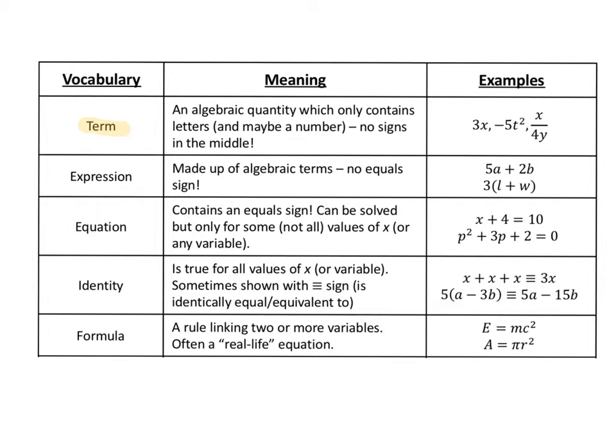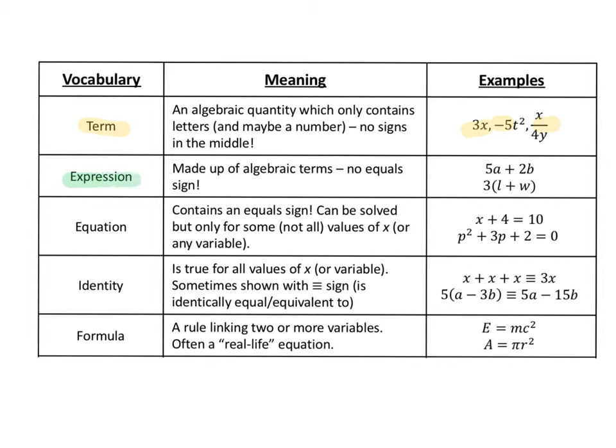So a term is an algebraic quantity which only contains letters, maybe numbers, but there's no signs in the middle, so that means there's no adding, no subtracting, no timesing, no dividing. You'll notice that there is a subtract here. That's not a subtract though, that's a negative. So each of these here, all of these are terms. So it's not connected by operations.